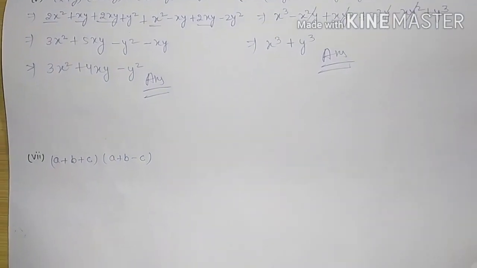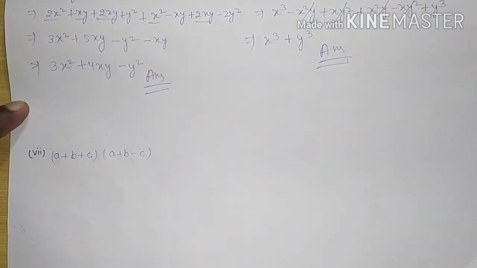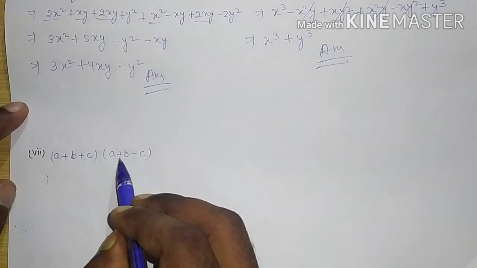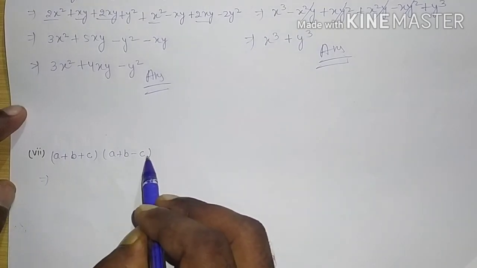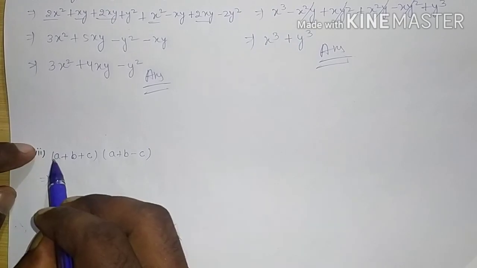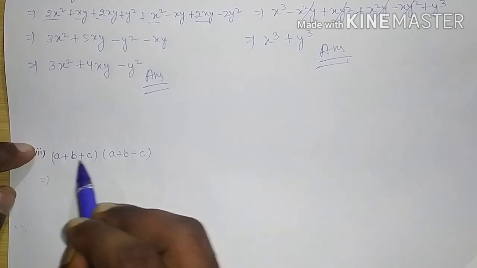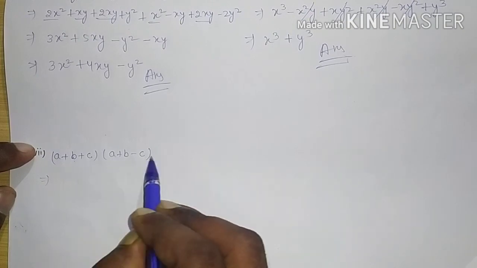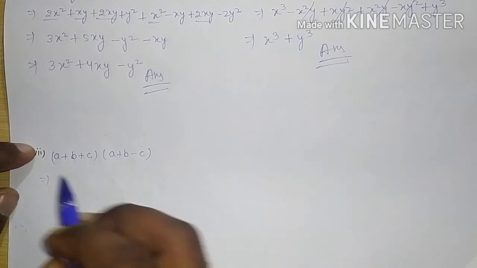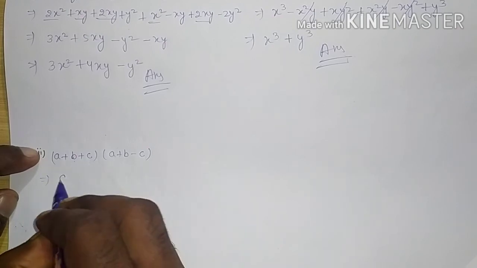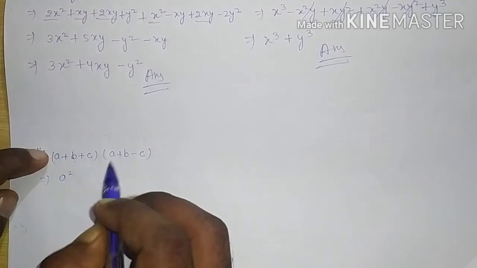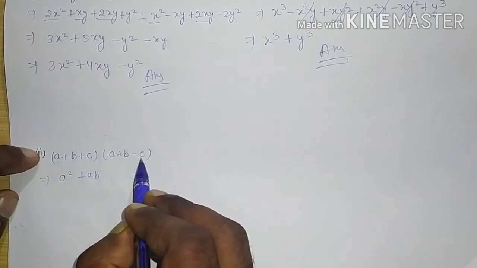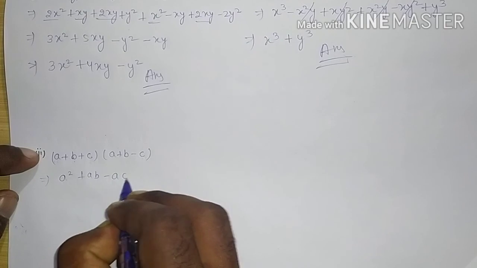Now the next question, that is question number 7. A plus b plus c, and in next bracket a plus b minus c. So simply a is multiplied into all these terms, then b is multiplied into all these terms, then c is multiplied into all these terms. Same process we have to do. So a into a, that will be a square. A into b, that will be ab. A into minus c, so it will be minus ac.